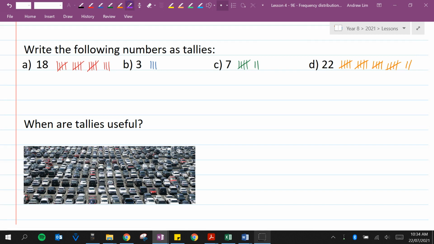So you might be thinking, oh, what's the point of writing all these tallies? Can't we just write the number? Well, sometimes tallies can be useful. So let me go through one example of when tallies are useful.